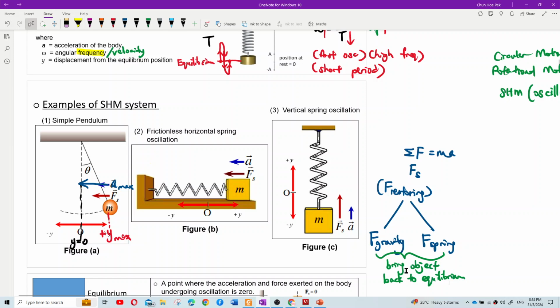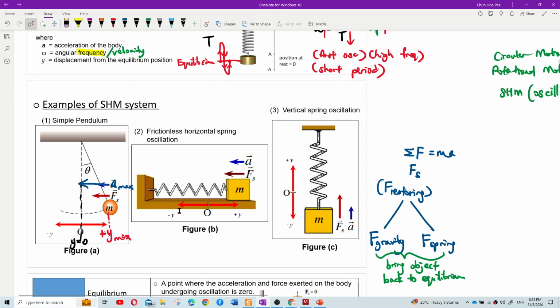Bring the object back to equilibrium. That's called restoring back to the original condition. It can be from gravity. For a pendulum it is gravity. For a spring-mass system it is the spring. There is a force in the spring.